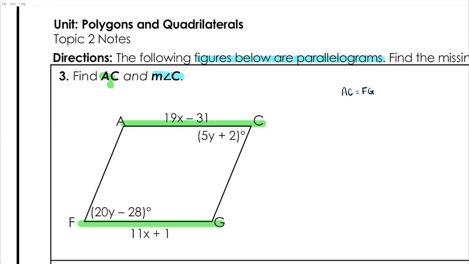And then we can substitute the given values. So they tell me that AC is 19x minus 31. FG is 11x plus 1. We have a variable on both sides of our equal sign. So what we're going to do is move that variable first. We're going to subtract 11x from both sides. It's going to knock that guy out nice and easy for us. And we end up with 8x minus 31 is 1.